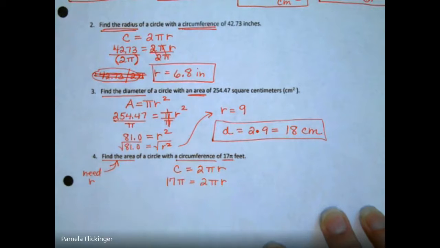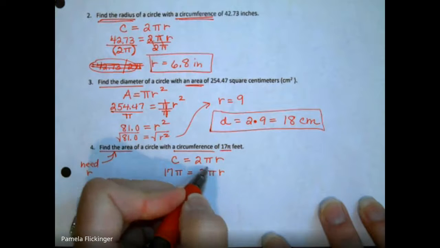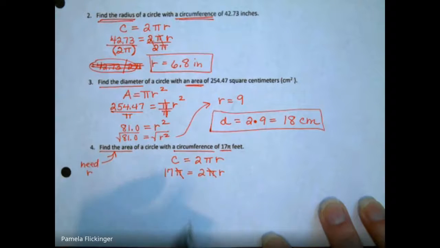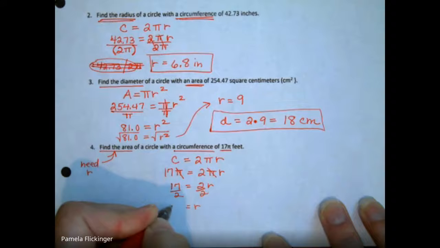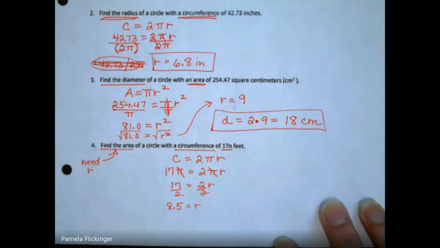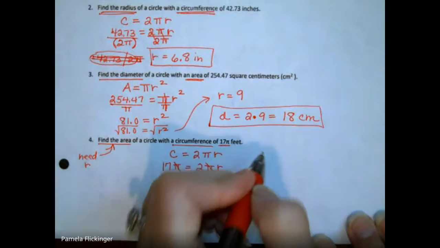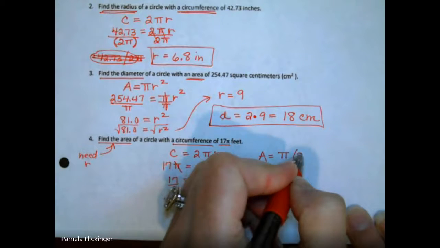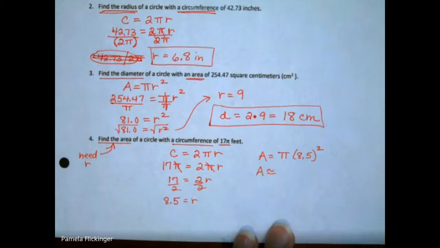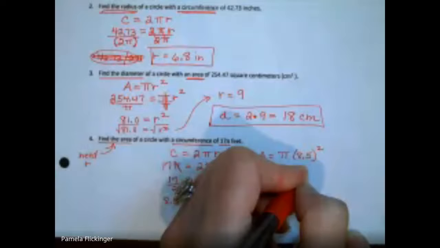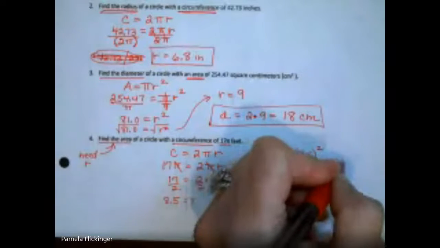I actually like it when they leave pi in there because very easily I can see when I go to divide by pi, those pi's cancel each other out. So really what I have is 17 equals 2 r. And then if I divide by 2, we're going to get 8.5 is the radius. Once we know the radius, now I can find the area. So area is going to be pi times 8.5 squared. All right. And I'm just going to type that in directly. And then I get 226.98 units. We're working with our feet, so this would be feet squared.